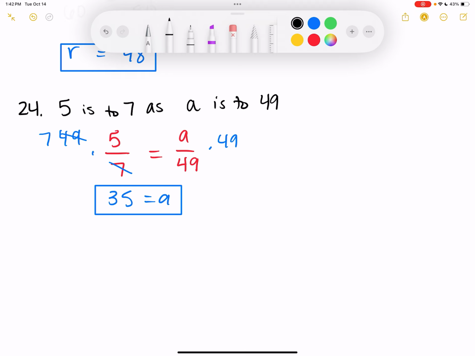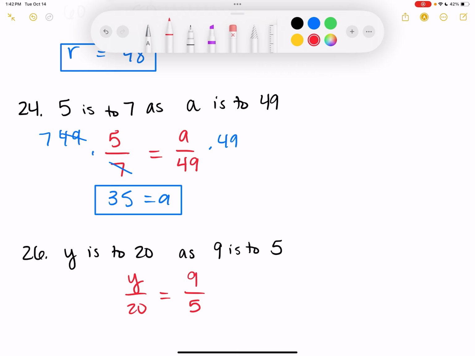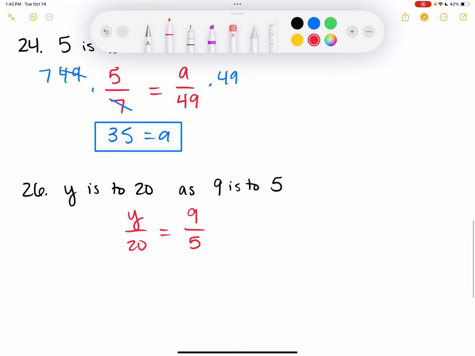26. Y is to 20 as 9 is to 5. How would I set this one up? So Y over 20 equals 9 over 5. Now what? Basically, you're going to multiply by 20. So then Y equals 5 goes into 20 4 times. 9 times 4 is 36.